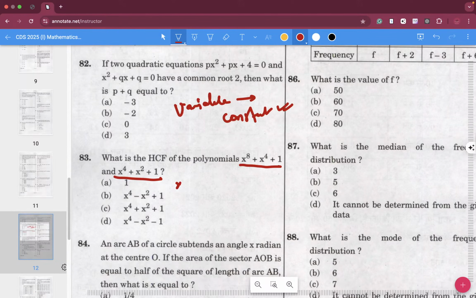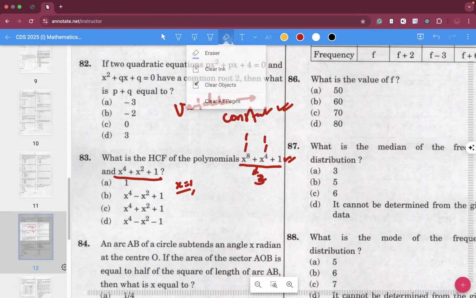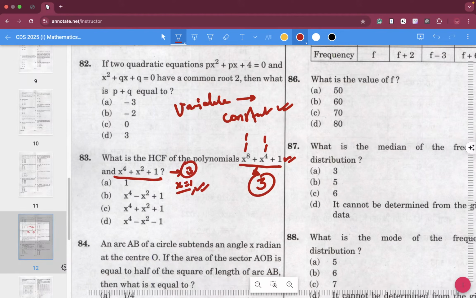Now if I put in x is equal to 1, this particular polynomial x square plus x raised to the power 4 plus 1 will become how much? Sorry, this will become 3, right? This is 1, this is 1, and this is 1. 1 plus 1 plus 1, this is 3, right? Isn't it? So this value is 3, and also this particular value will also be 3 if we put x is equal to 1 over here, right? So basically they are asking what is the HCF of 3 comma 3, right?